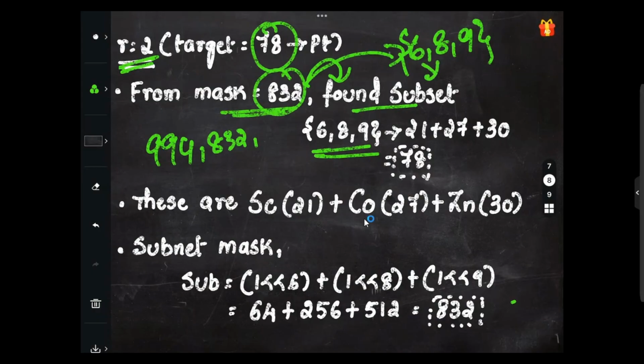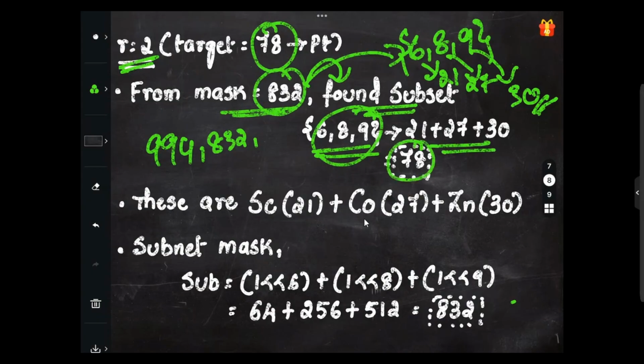So for this one, you can just check for the sixth one. The value is 21. For this, the value is 27. And for this, the value is 30. Simple, right? So we have found the subset, this one, 6, 8, and 9. So values are 21, 27, and 30. When we sum up this one, we will get 78. Simple. Again, so what are these? We got 21, 27, and 30, right? So what are the atomic symbols basically?